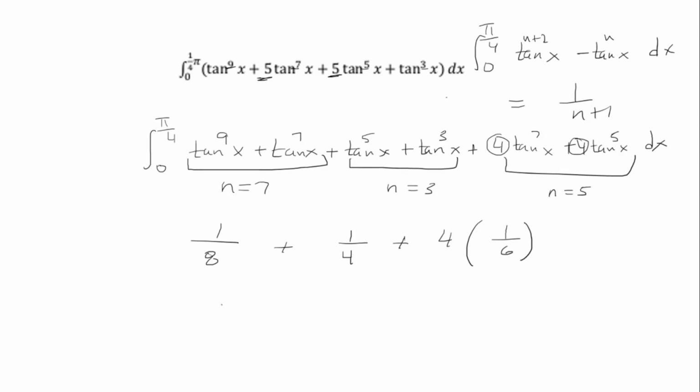Okay, so now it's just simplifying. 1/8 plus 1/4, let's see, that's 3/8, plus 4 times 1/6, that's 2/3. So if we add these up, that's 25 over 24. Okay. And that's our final answer.